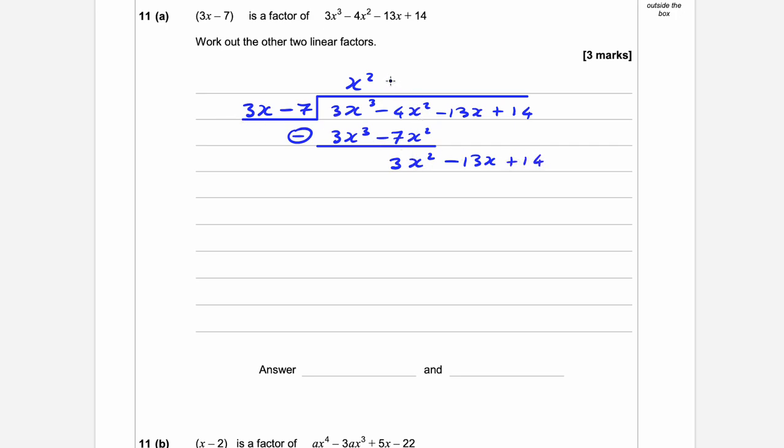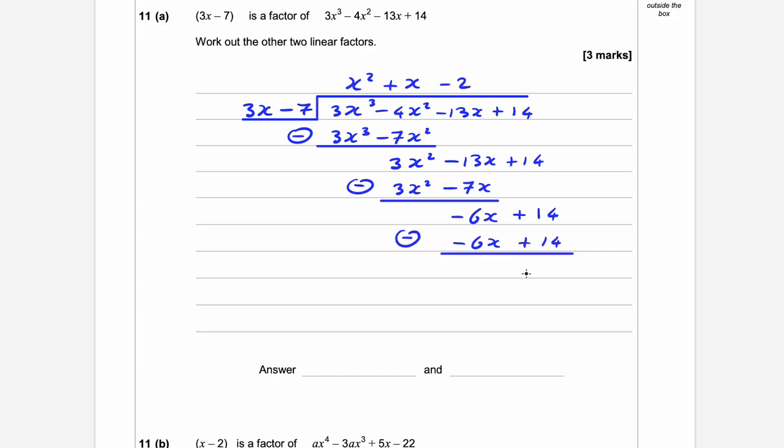3x into 3x squared goes x times, so x squared plus x. x times 3x is 3x squared. x times minus 7 is minus 7x. Line underneath, subtract 0. This minus negative 7 is going to be minus 6x. Bring down the 14. 3x into minus 6x is minus 2. Minus 2 times this is minus 6x. Minus 2 times minus 7 is plus 14. Subtract it, I get 0.